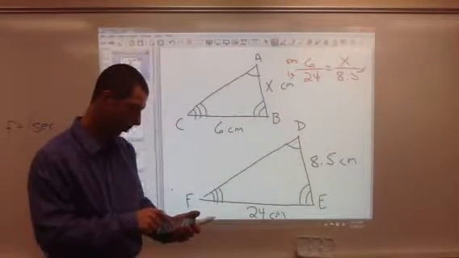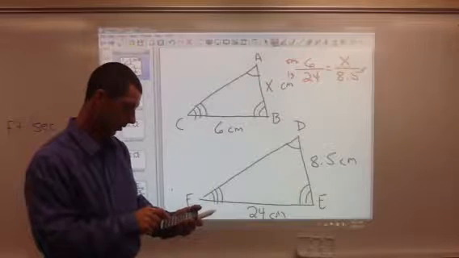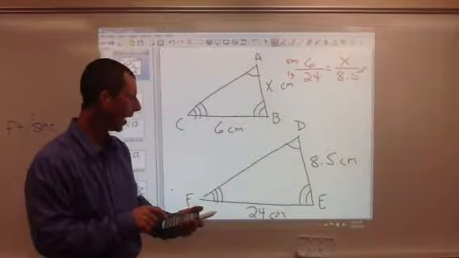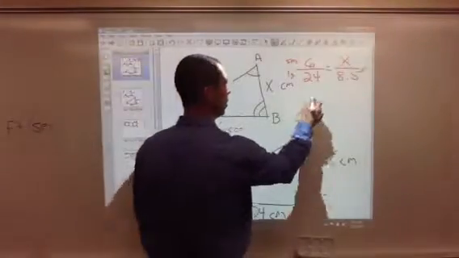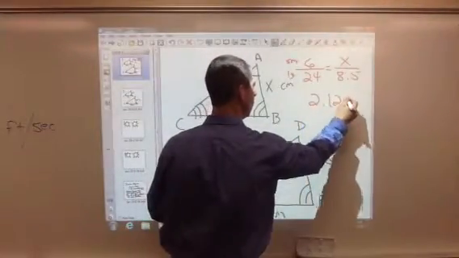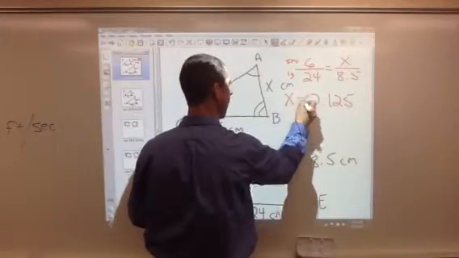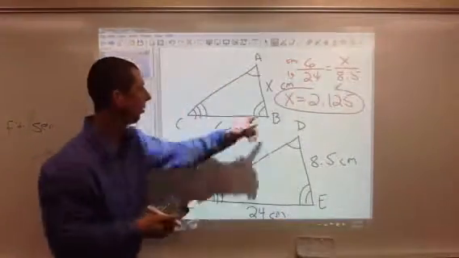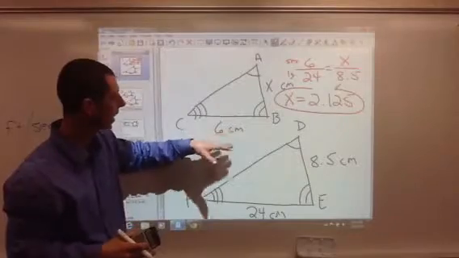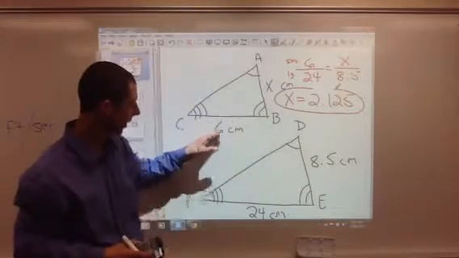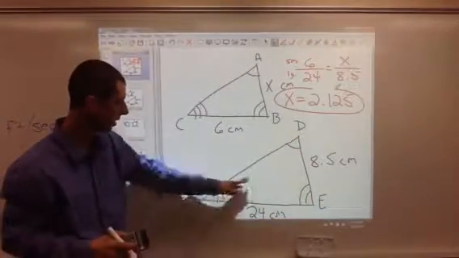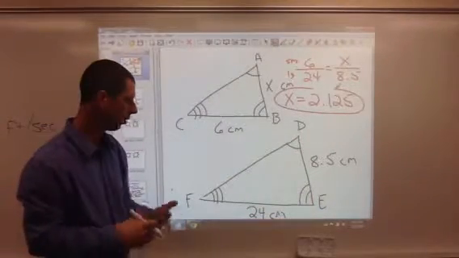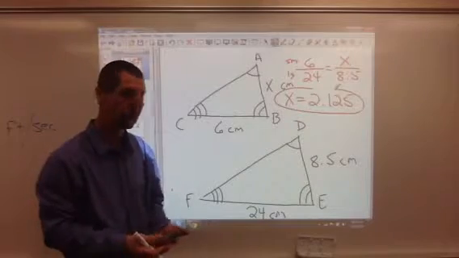Okay, so I go 8.5 times 6 divided by 24, and I do get 2.125. Okay, so that's what x equals. So this amount right here would be that, and it does make sense. Obviously, you need to get a smaller answer than you get here because this is a little larger one. So you do want to make sure your answer is reasonable as well.